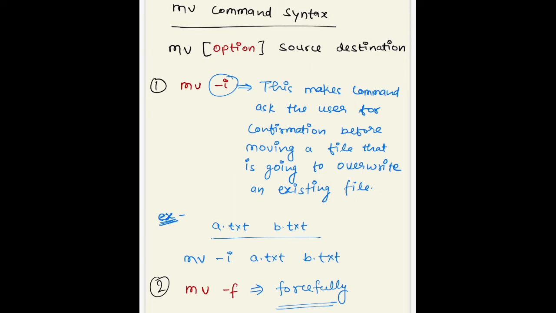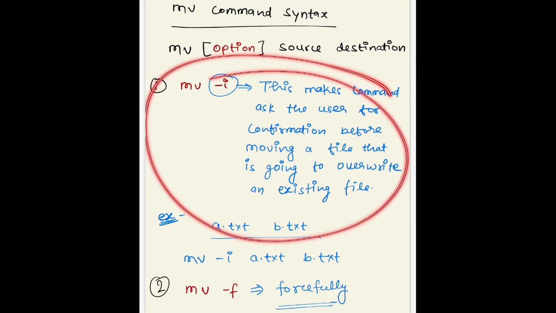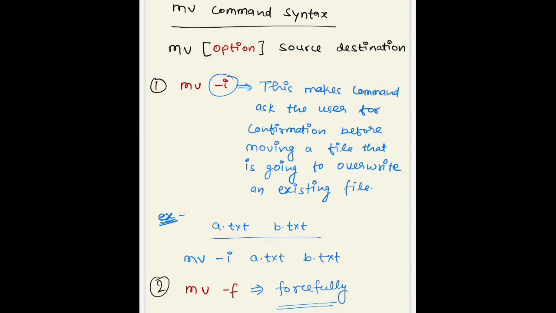So to ensure that you really want to rename the file, we can use the -i option. If I do mv -i a.txt b.txt, it will ask me a question: are you sure you want to overwrite b.txt? At that time you just type y if you want to rename it, and then press enter. If you don't want to rename it, you can just type n and then enter. So this is how the mv -i command works. Let me just show you an example also.